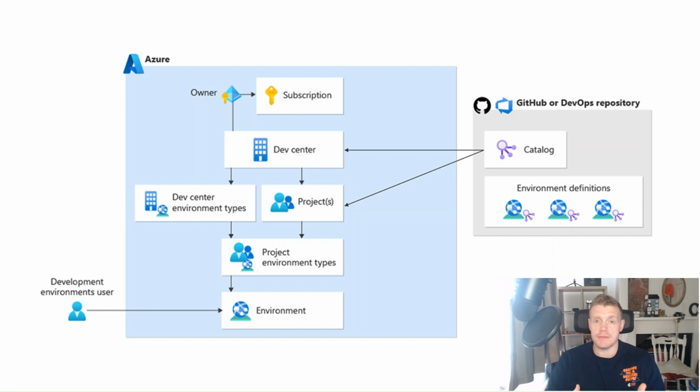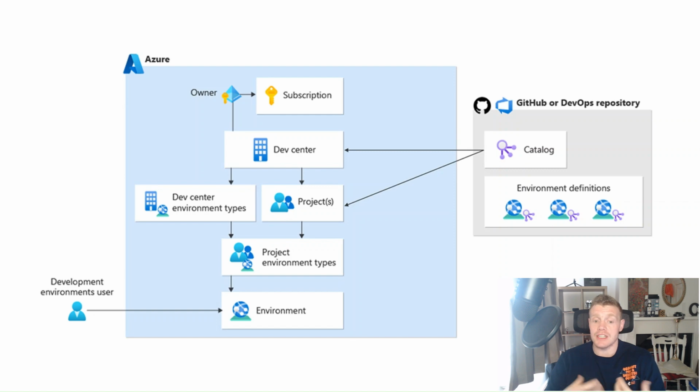Now let's cover catalogs. Essentially, catalogs help you provide a set of curated infrastructure as code templates for your development teams to create environments. You can attach a catalog to a Dev Center that makes environment definitions available to all projects associated with that Dev Center. You can also attach a catalog to a project to provide environment definitions to that specific project.